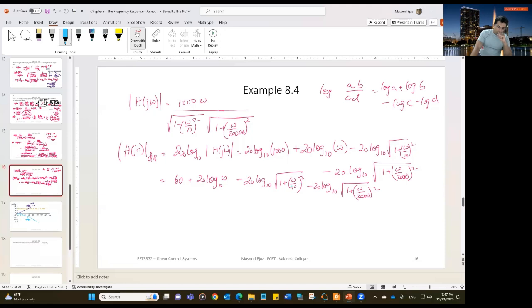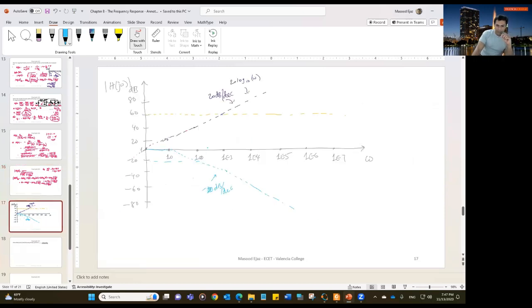So once again, as long as the frequency is less than 10 radian per second, we're going to ignore this term. So it's going to be negative 20 log 10 of 1, which will be 0. When the frequency exceeds 10 radian per second, then we're going to ignore the 1, and it's going to become negative 20 log 10 of omega over 10. So if omega is 100, 100 over 10 is 10, then log 10 of 10 is 1. So negative 20 decibel at omega equal to 100, negative 40 decibel at omega equal to 1000, and so on and so forth.